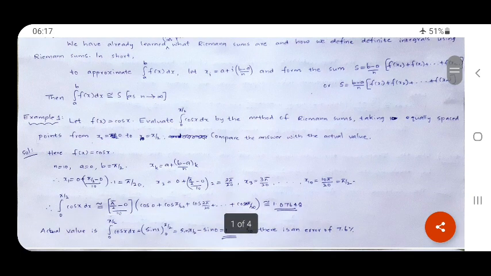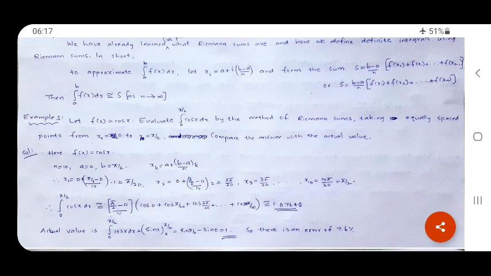Here f(x) is cos x, n = 10, a = 0, b = π/2. And by definition, xk = a + k(b−a)/n. So therefore, x1 = 0 + (π/2 − 0)/10 × 1, that is π/20. And x2 is similarly 2π/20, etc. x9 is 9π/20 and x10 is 10π/20.